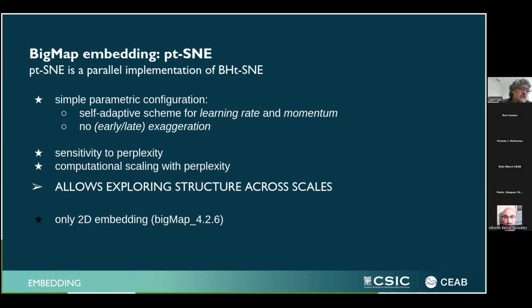One downside in the current version of BigMap is that by now we can only perform embedding into two dimensions.